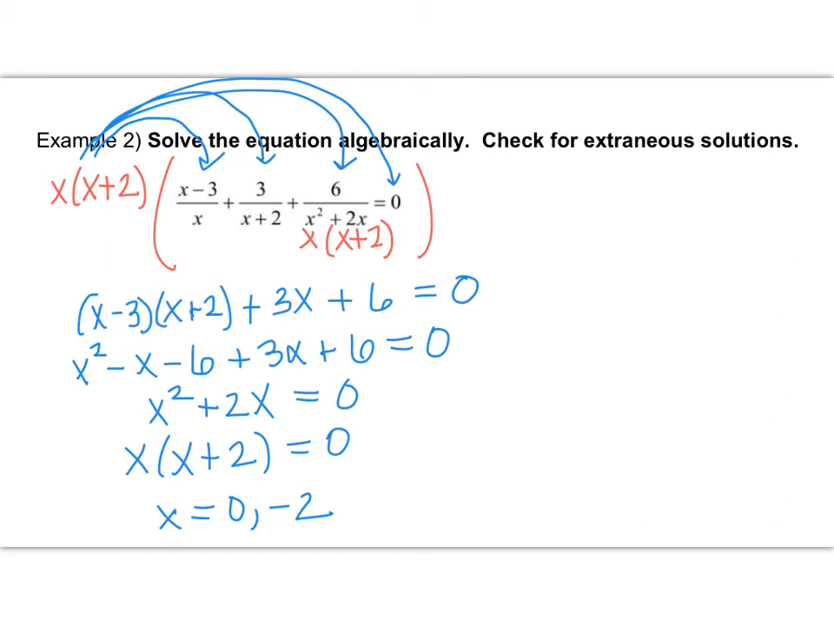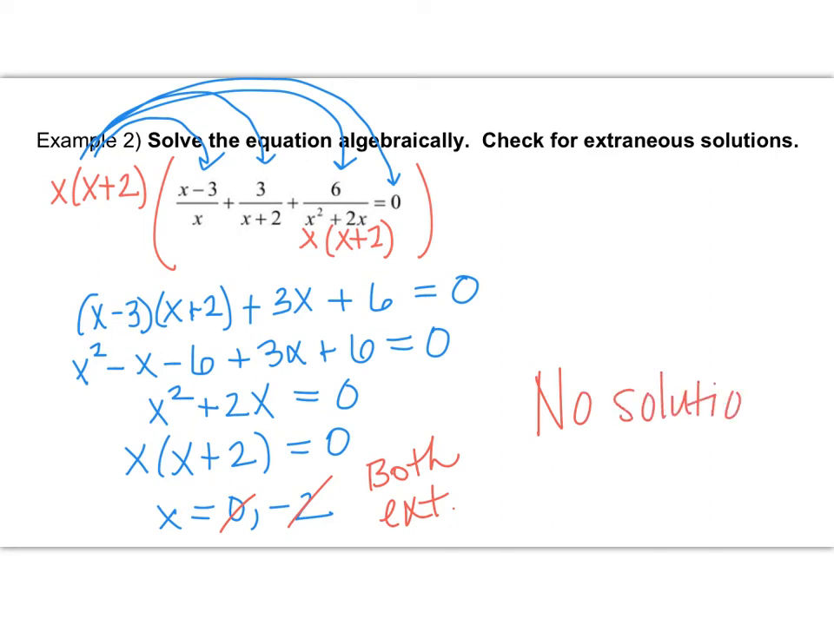Because we have 0 here and just x in the denominator, that tells us that that 0 is going to be extraneous because it makes the original equation undefined. And the same thing happens with the -2, because that's going to make this part 0. So both are extraneous, and that means there are no solutions to this equation.